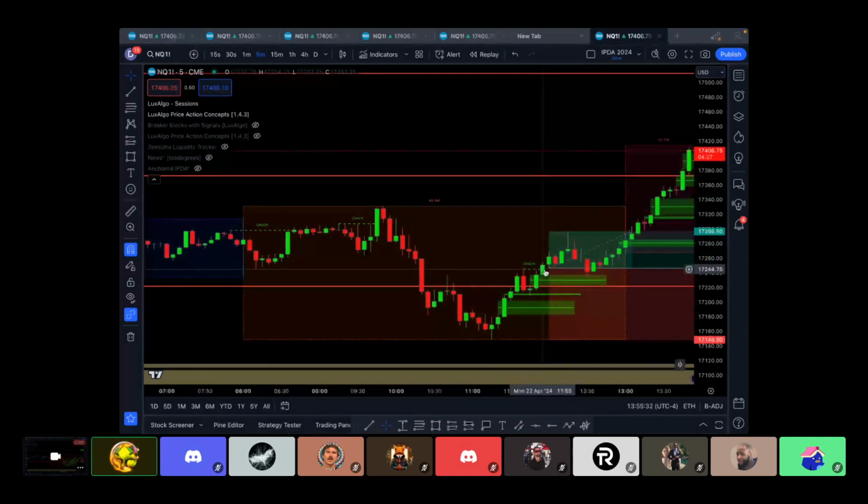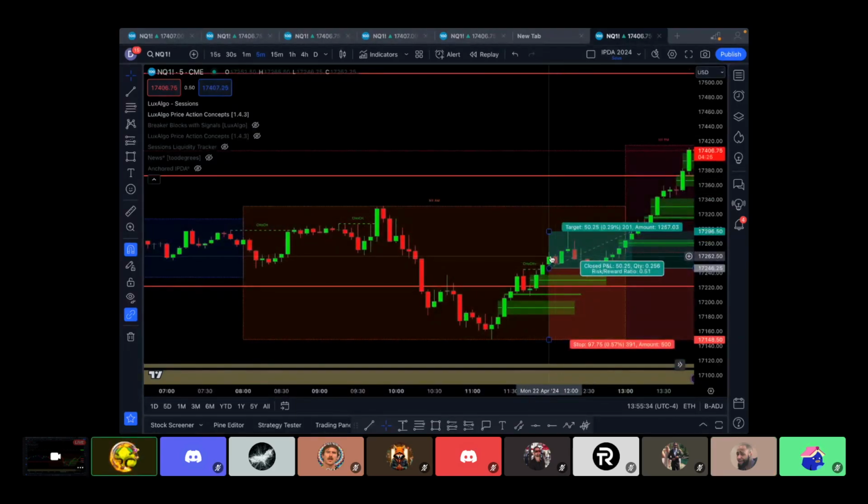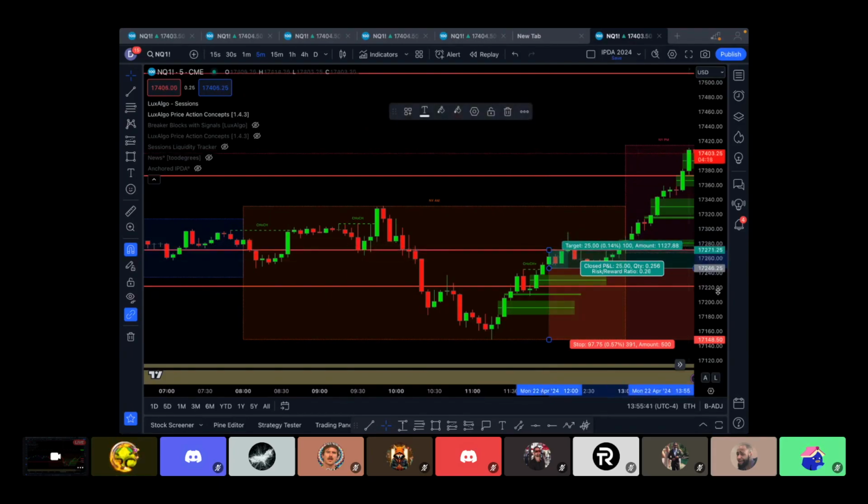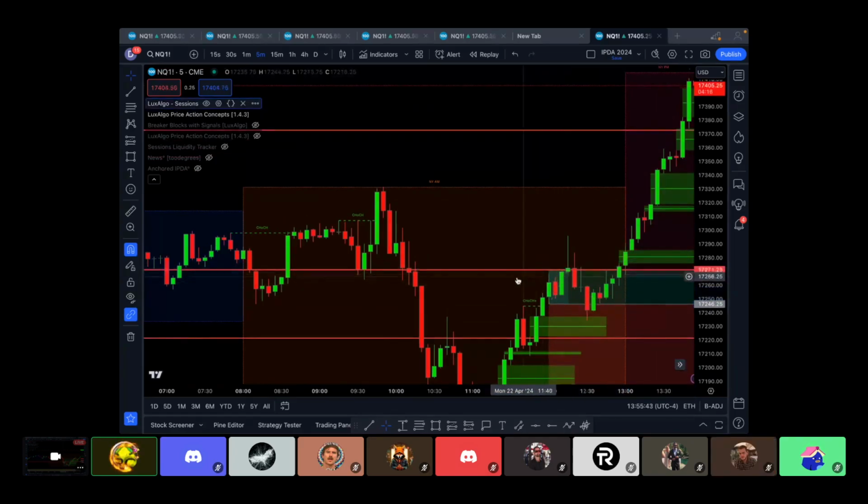Market entered here. You entered there. Market goes up. At 100 ticks, we move to break even, right? Where's 100 ticks? Right there. Put a line there. Once the market goes there, break even. Market went there, I'm immediately in break even.